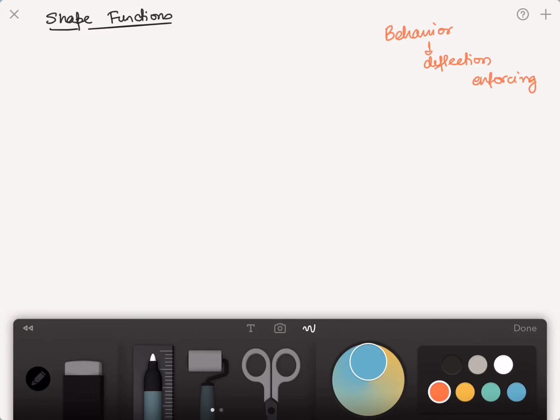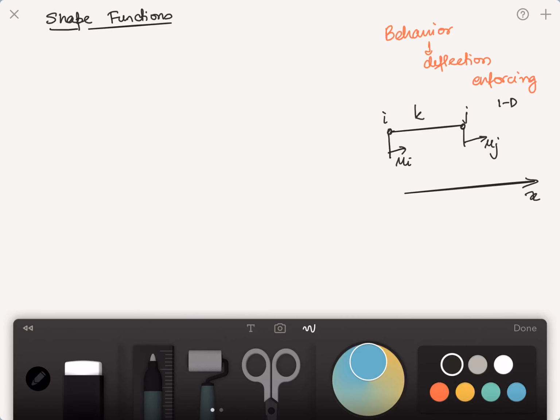Let's look at a simple shape function of the kind of member we've been looking at till now. What we've been seeing is that we always have just a 1D element. It has two nodes, i and j, let's say. And we can say that you have a displacement ui here, and a displacement uj here, and it has a certain stiffness k. Okay, and it can only move along the x direction. So it's just a 1D element. We don't need the k here, so I'm just going to get rid of it for now. I'm just looking at the deformation behavior, or enforcing a deformation behavior.